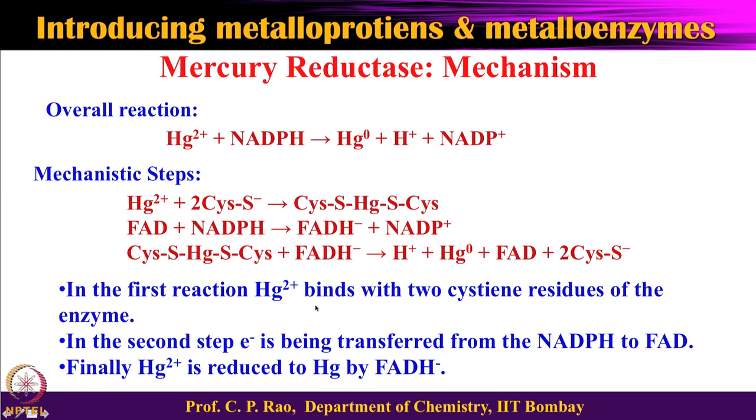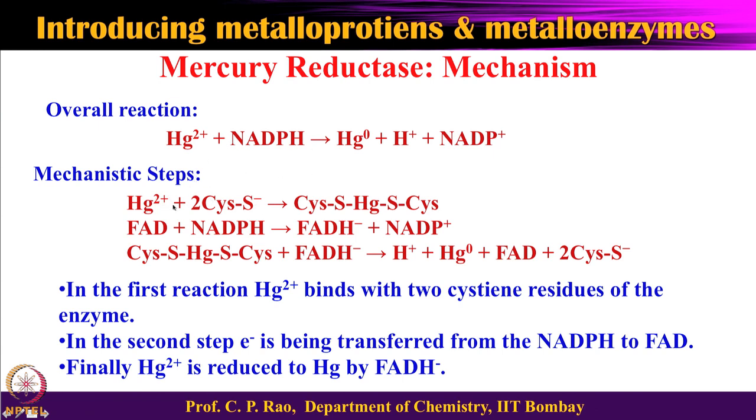Now, let us come to the reaction. Coming to the reaction, as you can see here, mercury 2 plus, NADPH, these are the reducing equivalents, as you know, gives mercury 0 plus H plus, NADP plus. So, you can see that, and this is a redox reaction. While the metal goes from the oxidized form to the reduced form, the cofactor goes from the reduced form to the oxidized form. Now, let us see in terms of the steps how it goes.